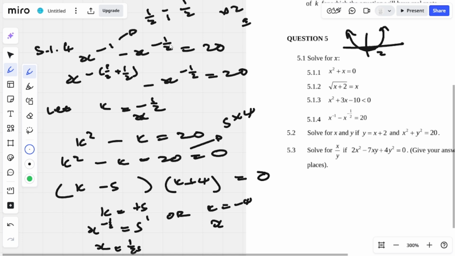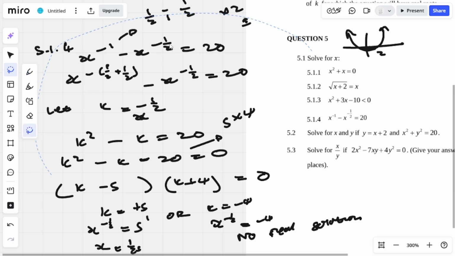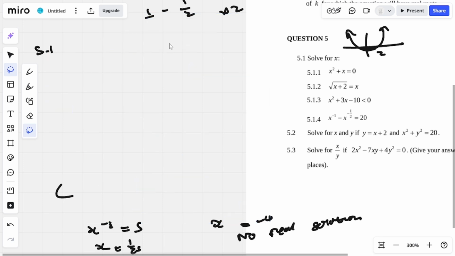Now for this one, it's going to be quite tricky, because minus 4 doesn't have any solutions. So for this one, it's no real solutions. Yes. So I hope you understand. If you don't, you can leave a comment.